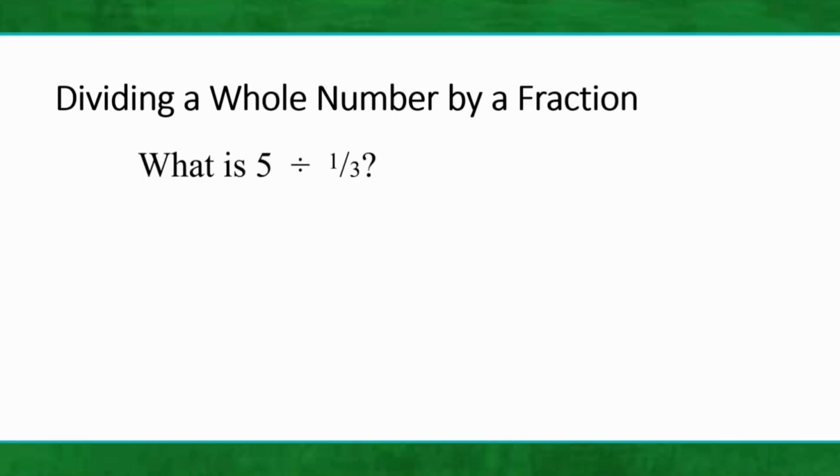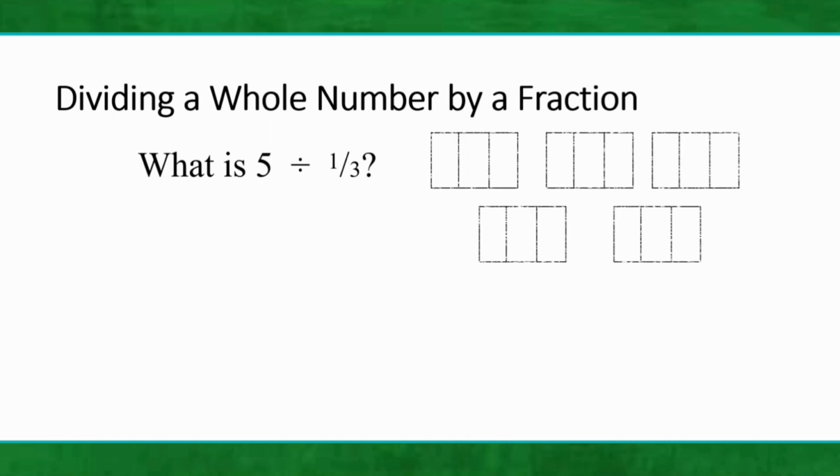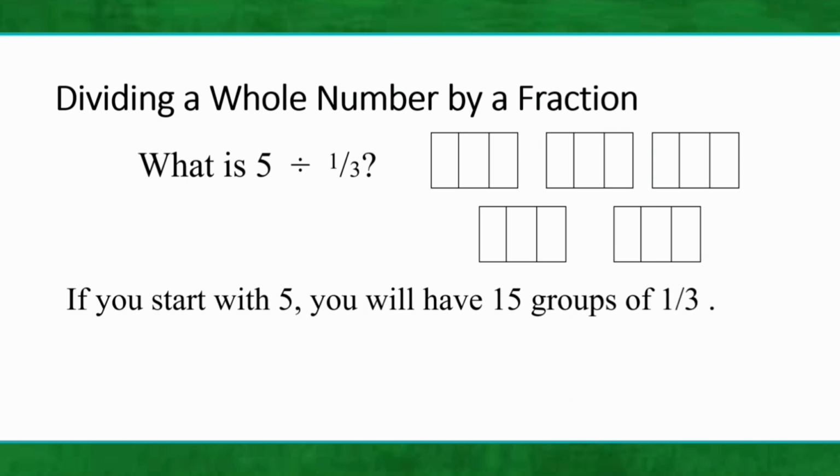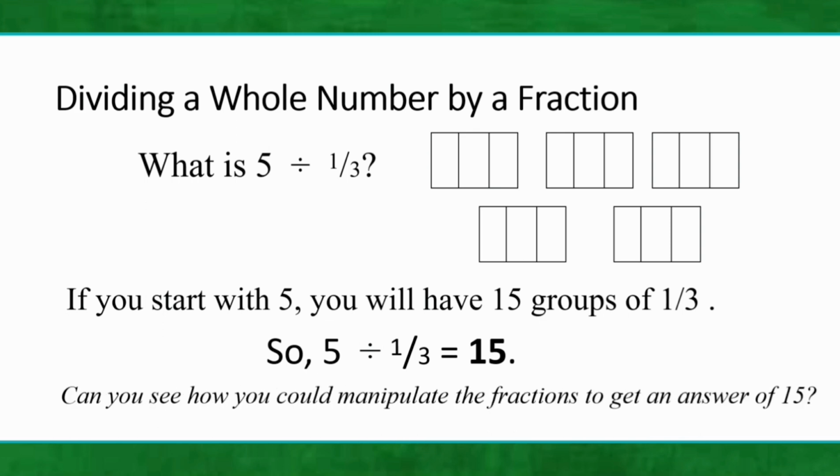Let us have the second one. What is 5 divided by 1/3? If you start with 5, you will have 15 groups of 1/3. So, 5 divided by 1/3 is equal to 15. Can you see how you could manipulate the fractions to get an answer of 15? Good!